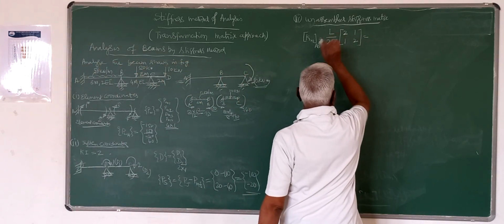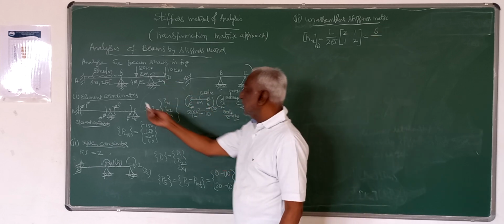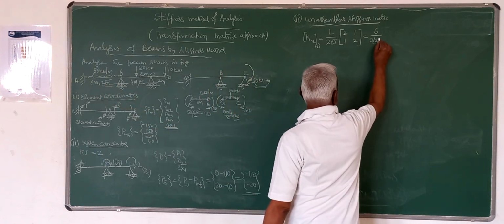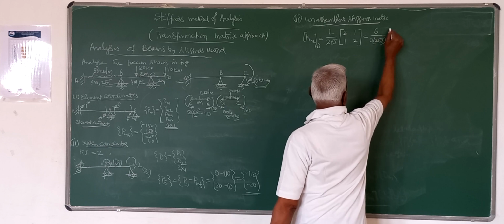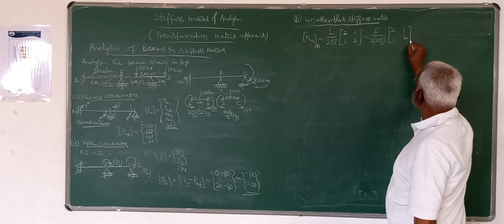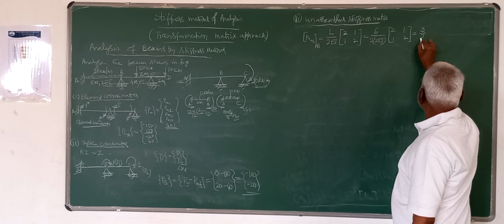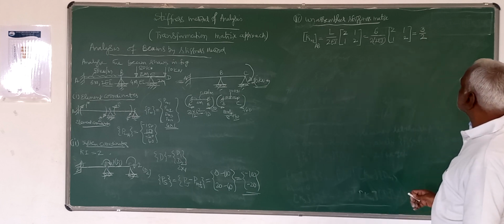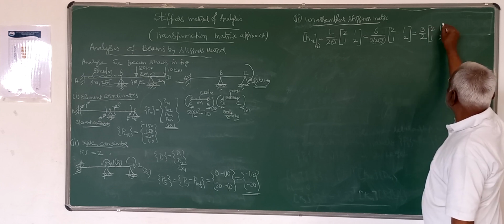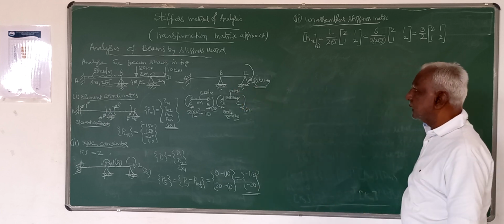And here, L is the length, 6 meters. The flexural rigidity is 2EI. So this will be 2 into 2EI. And of course, this is 2, 1, 1, 2. So this is nothing but 3 by 2 into 2, 1, 1, 2. This is the stiffness matrix of member AB.